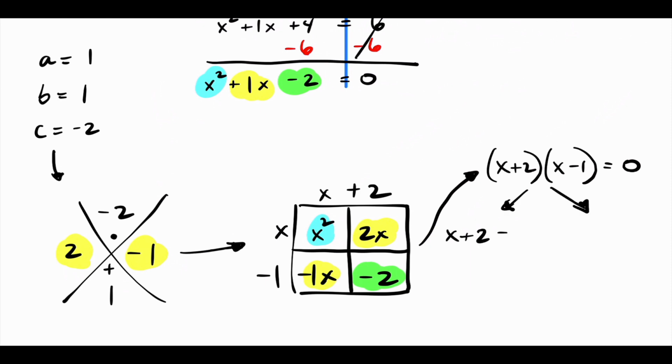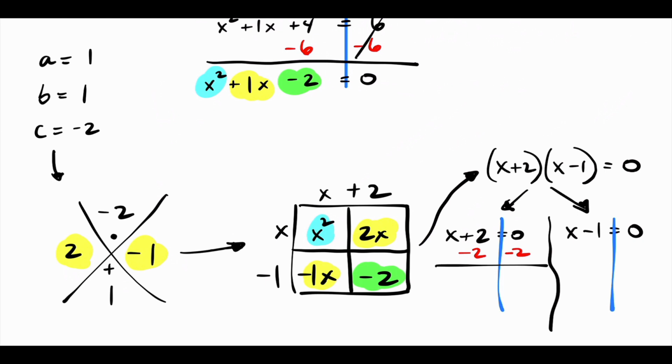X plus 2 is going to equal 0. X minus 1 equals 0. And I'm going to solve. I'm going to get two answers. We've gotten two answers before. Subtract 2 on the first one. I get negative 2 as an answer. And I get positive 1 as an answer as well.